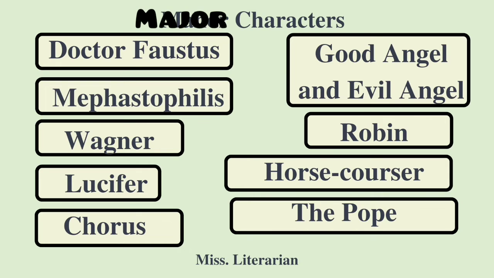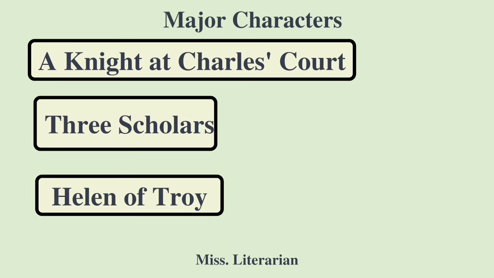Next character is a knight at Charles' court. Charles is not convinced of Doctor Faustus and does not want to see him perform his magic. He is a German emperor and Faustus performs his magic at Charles' court.